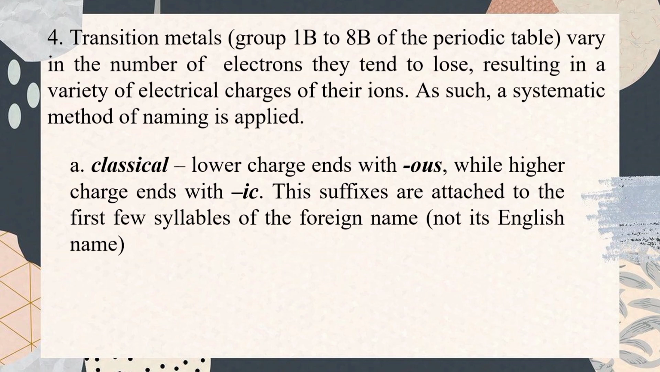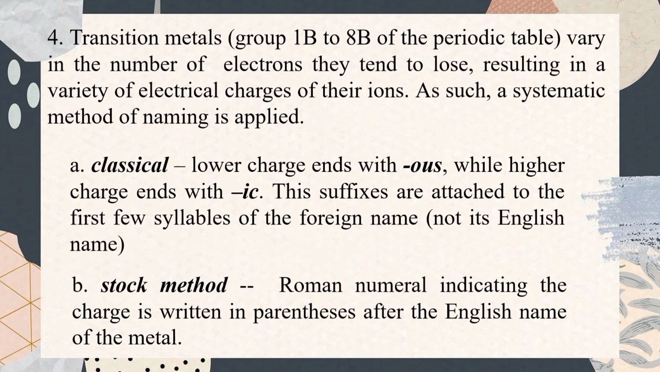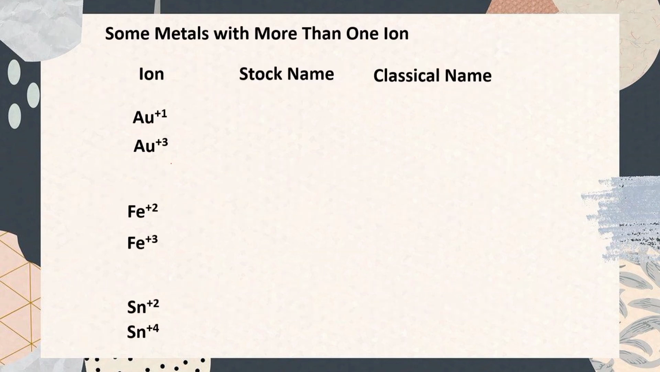Another way to name transition metals is through the stock method of naming. In the stock method of naming, a Roman numeral indicating the charge is written in parentheses after the English name of the metal. Let us have examples on how metals with more than one ion are named. Listed on the left side are pairs of ions with their corresponding charges.